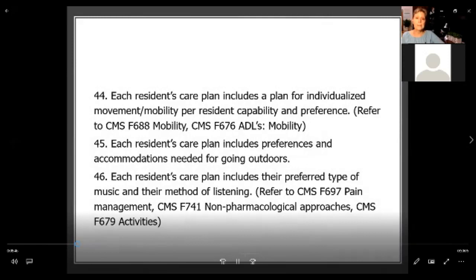All right, the next practice. Each person's care plan includes a plan for individualized movement and mobility per the person's capability and preference. So everyone beware, we don't just mean the typical restorative program or the fact that they get therapy. Please don't just write it off in your mind. Here's the real deal. When people, all of us, when we move more, we tend to be stronger. And when we're stronger, we tend to not fall as much. And even if we do fall, we tend to not get as many injuries when we are stronger.